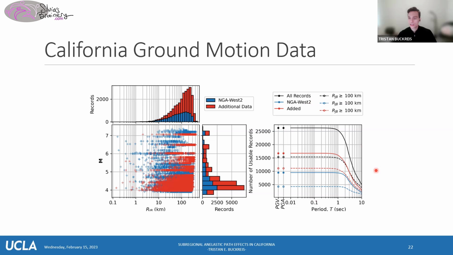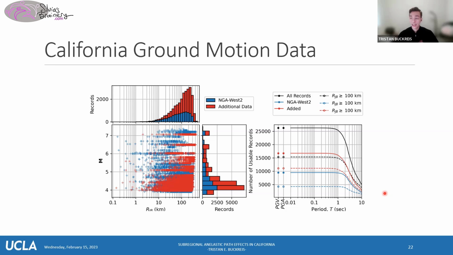And this plot over here just shows the number of usable records per period, because obviously we can't use data depending on the corner frequencies used during signal processing. But you can see that our total data set is about 26 or 27,000 records, which includes NGA West 2 and the new records. We've pretty much doubled what the NGA West 2 data set was just with really far records, so records that are greater than 100 kilometers from the earthquake by themselves. So you can see that this data set is a lot richer than the original NGA West 2 data set.